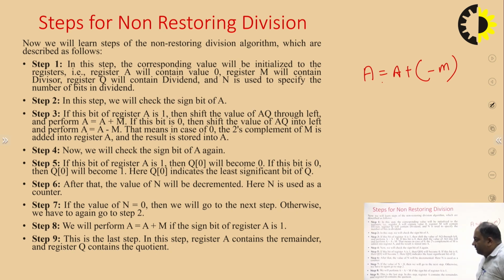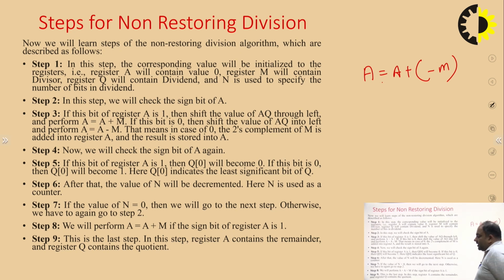When we reach the value of n equal to 0, we go to the next step, step 8. Otherwise, we go to step 2. That means we iterate until the value of n is equal to 0. So in the last step, we perform A = A + M if the sign bit of register A is 1.